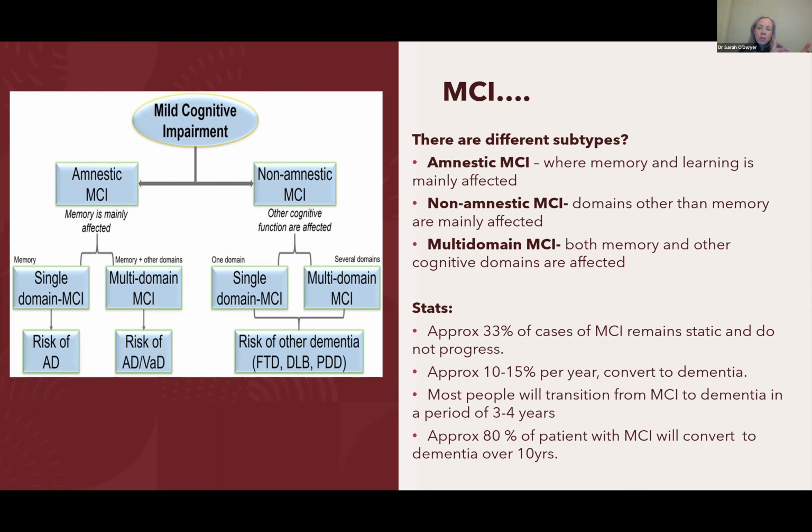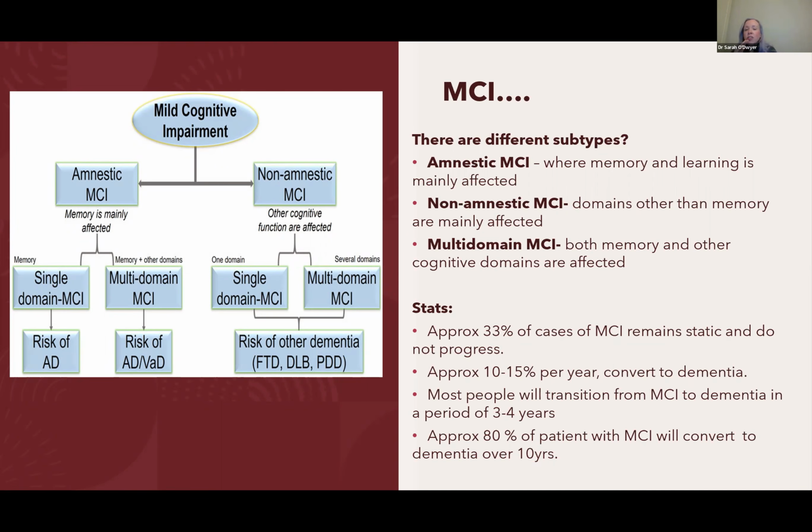If you have amnestic MCI, you're more likely to be heading down the trajectory of developing Alzheimer's dementia, okay? Whereas if you have non-amnestic MCI, you're more likely to be heading down the trajectory of developing a different type of dementia, like frontotemporal dementia or Lewy body dementia. And we'll talk, as I said, a little bit about that.